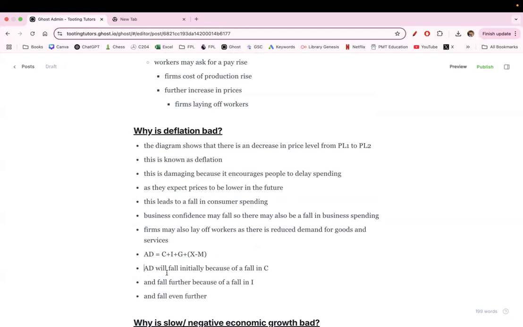What's this effect known as? This effect here? Is it negative multiplier? Yep, well done. Very good.